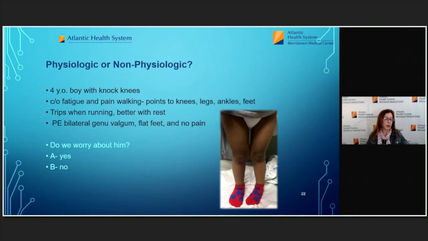So now let's go to this 4-year-old boy with knock knees. He's complaining of fatigue, pain walking, points to his knees, legs, ankles, feet. He trips when running, he's better with rest. Physical exam shows he's got bilateral genu valgum, flat feet, no pain in the office. Do we worry about this 4-year-old?